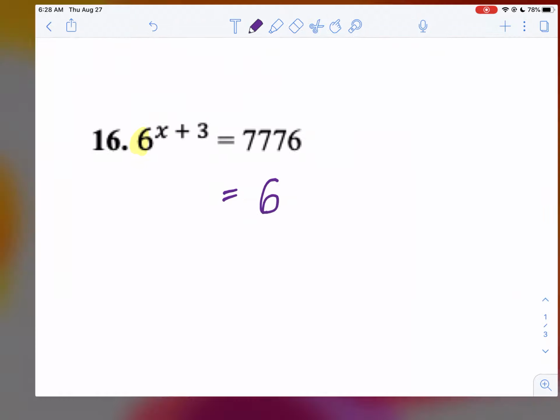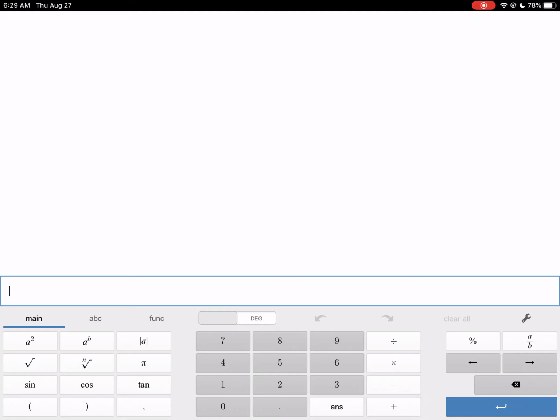So I'm going to take out my calculator and do some guessing and checking here. I know it's kind of big, so I think I'm going to go 6, exponent. Let's start with 4. Well, 6 to the 4th is 1296. That's too small. Let's try 6. That's 46,000. That's too big, so it must be 5, huh?